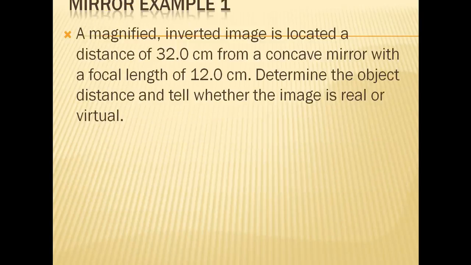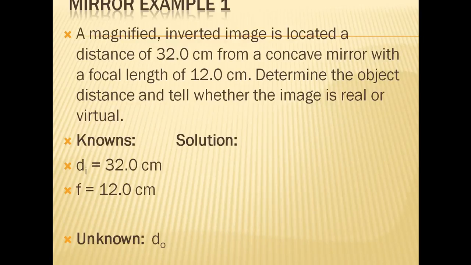We have a magnified inverted image located at a distance of 32 centimeters from a concave mirror with a focal length of 12 centimeters. We're looking for the object distance, and we want to know whether it's a real or virtual image. So first, let's list all of our knowns and unknowns. We do know the distance to the image, and we know the focal length. They should be in the same unit. They're both in centimeters, so that's good. So the first thing they ask us to do is to find the distance to the object.